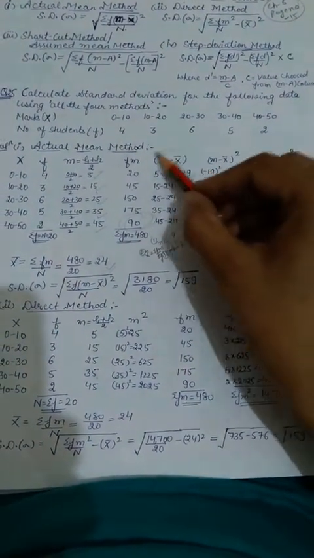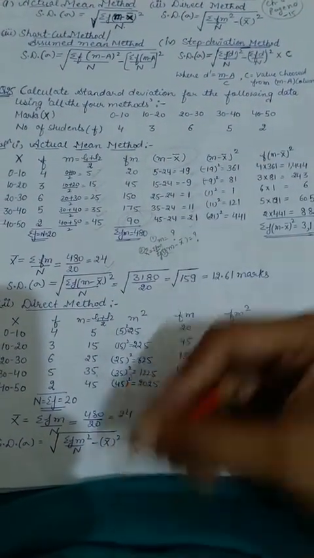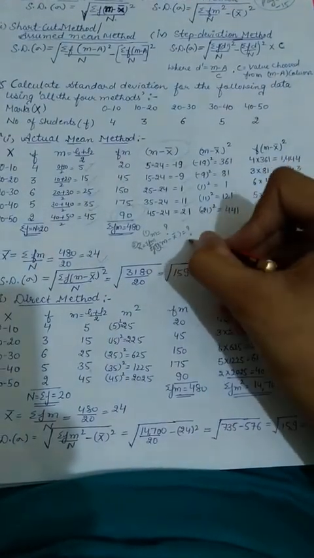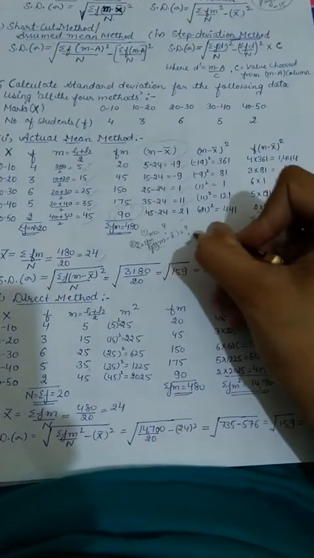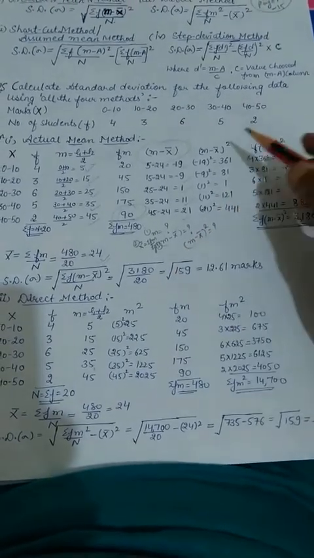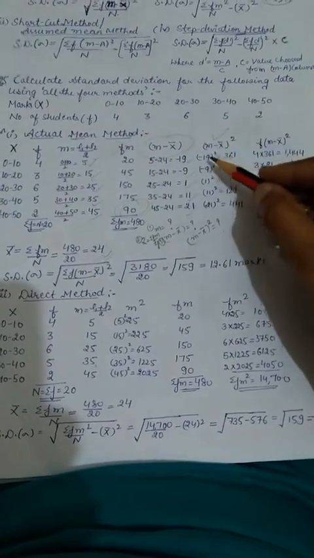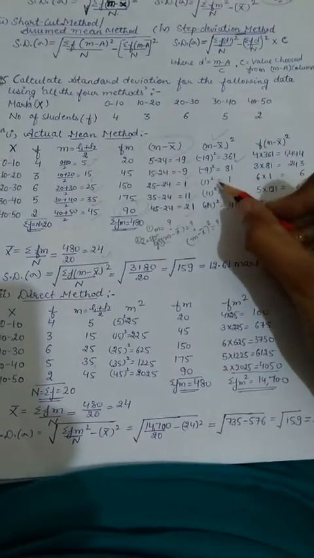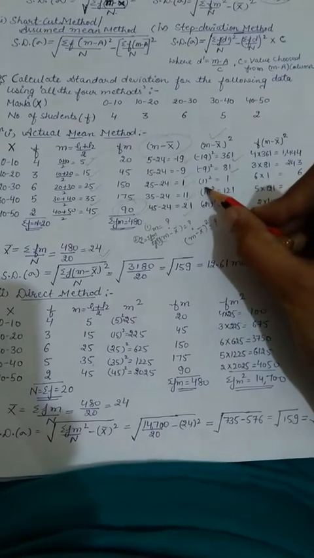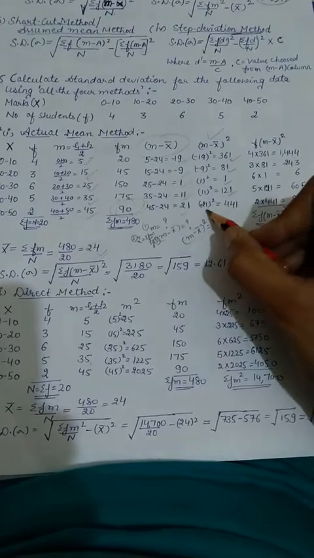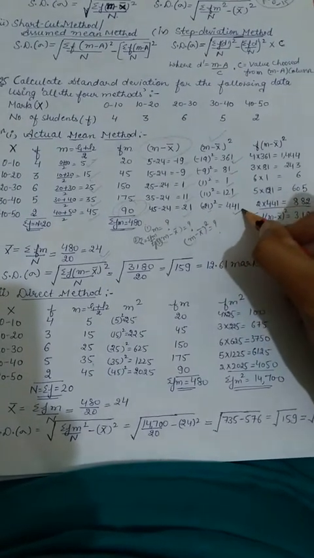Now you need the square of this column also, as in the formula it is written (m minus x bar) whole square. So you will do (m minus x bar) whole square. Now you will find out this column. So minus 19 square will give you 361, then 9 square will give you 81, 1 square will give you 1, 11 square 121, 21 square will be 441.